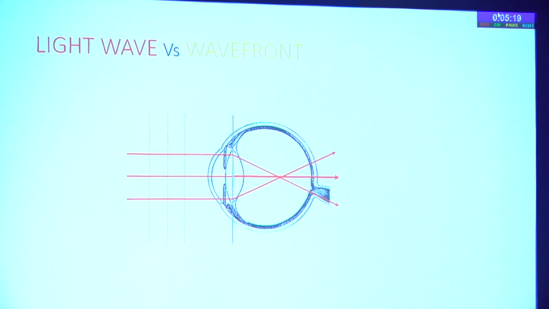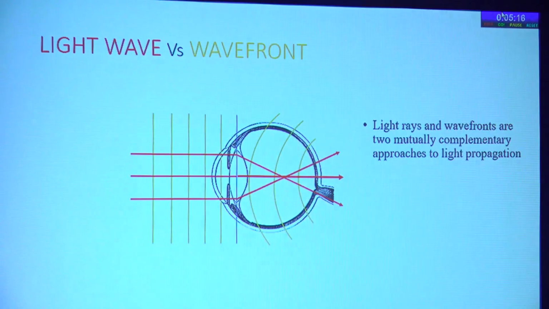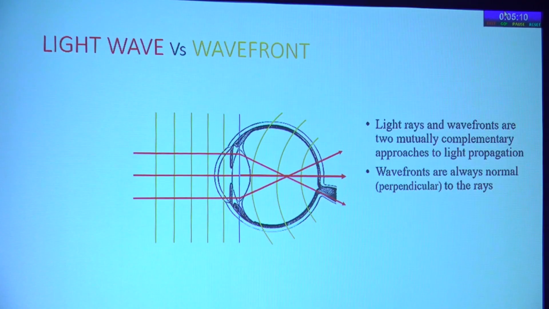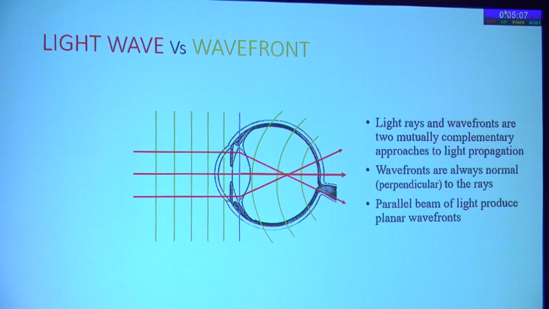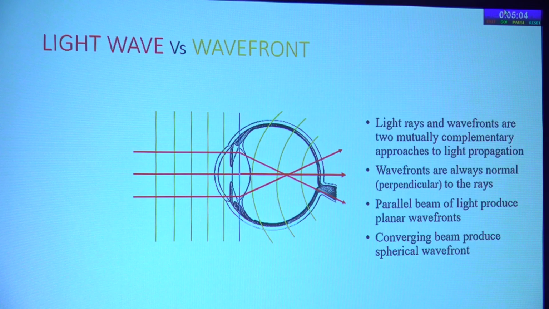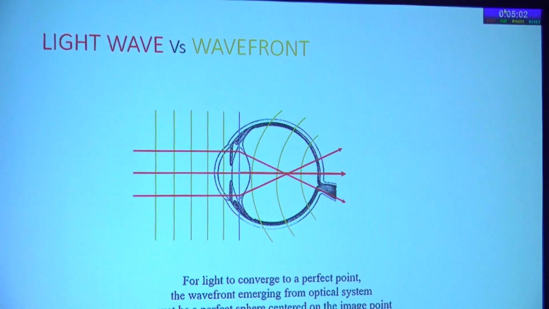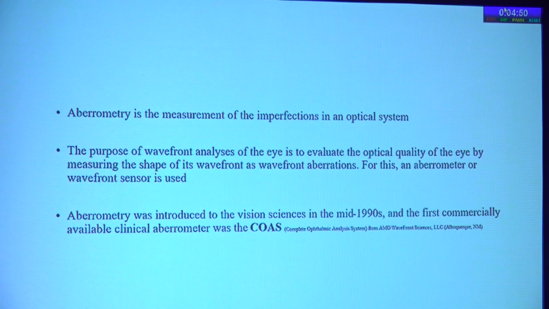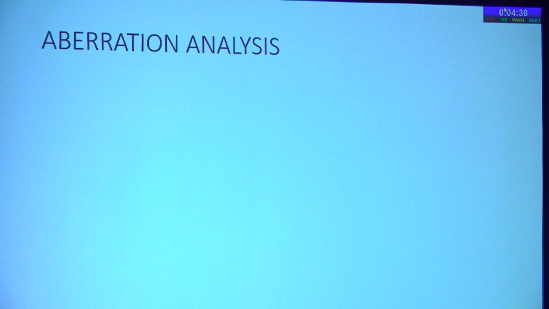This is a bit of physics, which says that light rays and wavefronts are two mutually complementary approaches to light propagation. Wavefronts are always normal, that is perpendicular, to the light rays. A parallel beam of light produces a planar wavefront, whereas a converging beam produces a spherical wavefront. For light to converge to a perfect point, the wavefront emerging from the optical system must be a perfect sphere centered on the image point. If that doesn't happen, that's called a wavefront aberration. Aberrometry is a measurement of imperfections in the optical system, and the first ever clinically available aberrometer was the COAS by AMO. So basically, how do we analyze these aberrations?